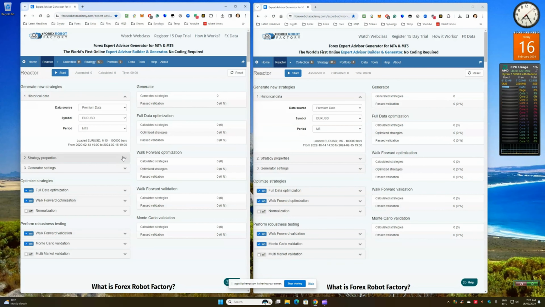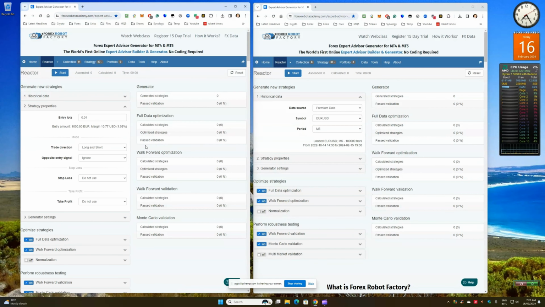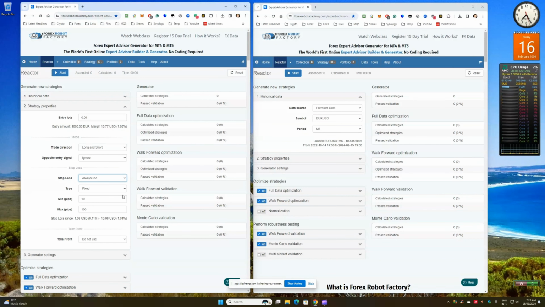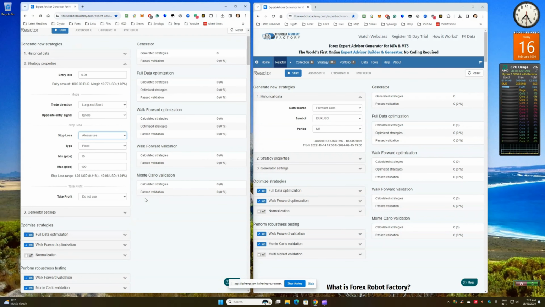Now the properties for the strategy, we'll just go through it quickly. I'm starting off with a $1,000 balance for all these expert advisors. The entry lot is 0.01 lots for each one. I'm specifying long and short, and for stop loss we're going to say always use a stop loss, and we will go with a fixed stop loss at this point.